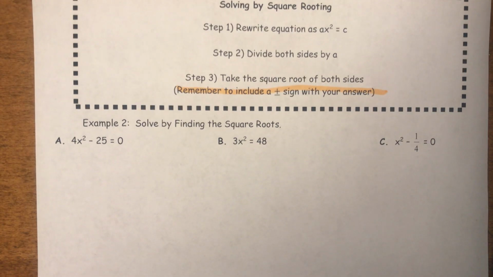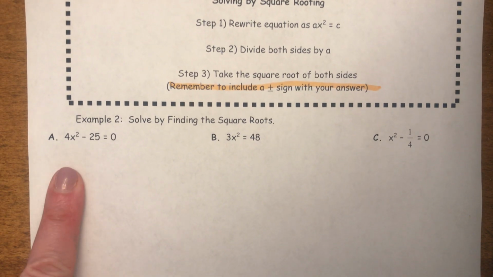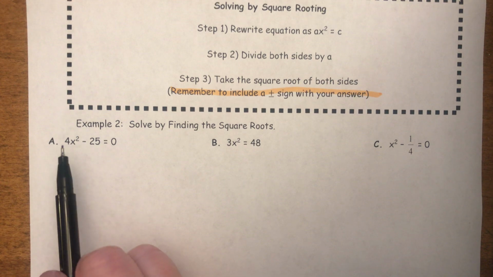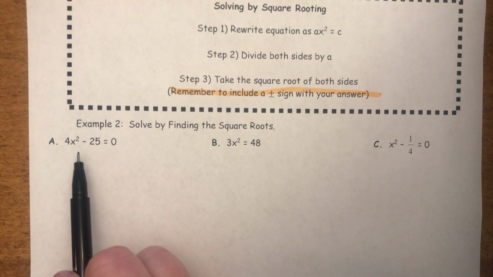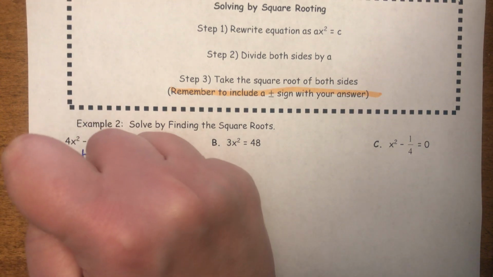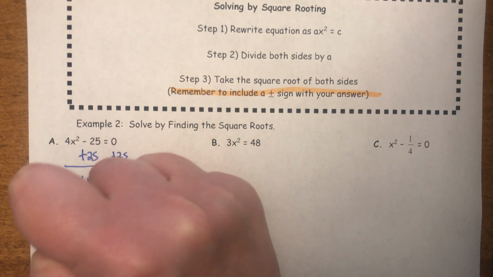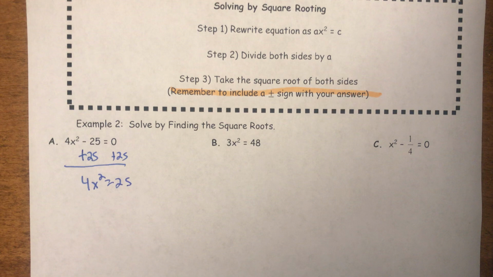Okay, so let's take a look at example 2. I want you to solve this equation by finding the square roots. So what we're going to do is find our quadratic term, 4x squared, and get that alone. To get rid of the minus 25, we're going to add the 25 to both sides. So we have 4x squared equals 25.